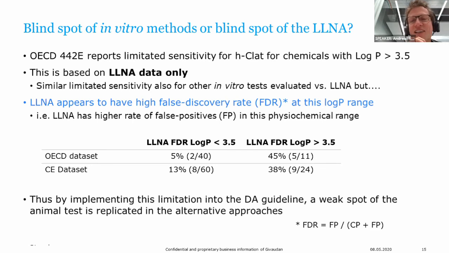And then we recently looked at what is actually the LLNA false discovery rate versus human data. So how many of the LLNA positives are false positives? I had shown you before this low specificity, and it actually turned out that the LLNA has in the different data sets quite a high false discovery rate at high log P, and it seems that it's rather the animal test than the in vitro tests which have a blind spot here. But this is now again a discussion, what is finally written in the guideline on this issue.